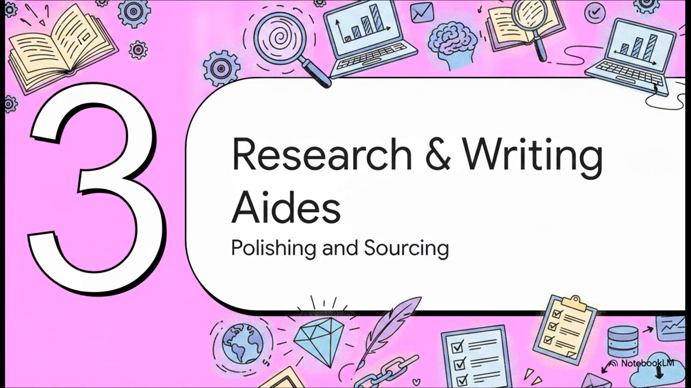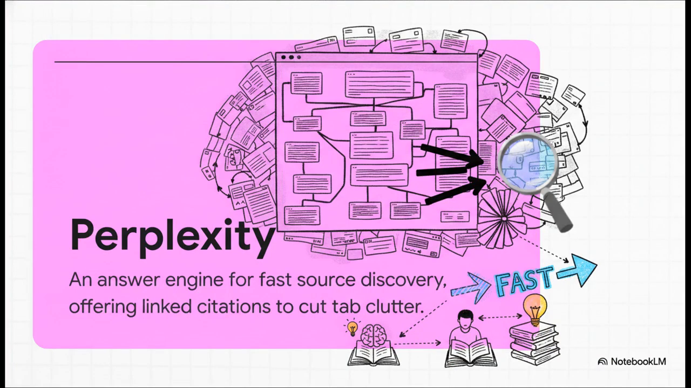Moving on to Section 3, research and writing aids, polishing and sourcing. Okay, but what happens when your bottleneck is a highly specific task, like navigating a massive research paper? Enter Perplexity. It acts as an answer engine for fast source discovery, offering linked citations to cut through all that awful tab clutter we all hate. But keep in mind, the source makes it clear this is a strong first pass, not your last pass. You still absolutely have to read the actual papers for citation-sensitive work. It speeds up discovery for sure, but it doesn't replace the scholarship.